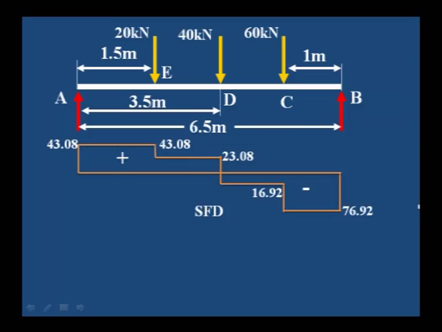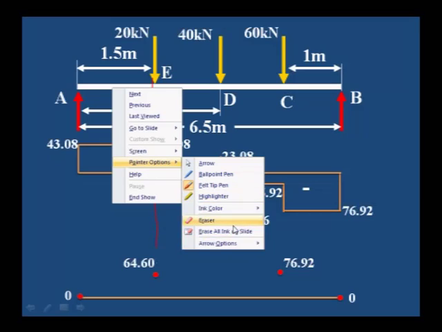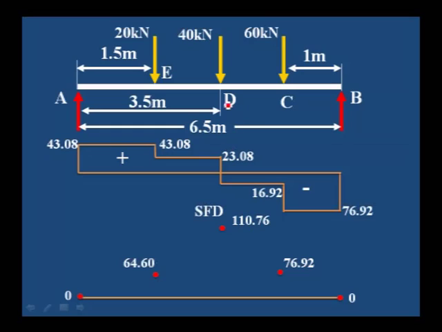This is the shear force diagram. For drawing the bending moment diagram, first draw the horizontal line, then mark the salient points below each point. Project the E point and mark 64.6, project the D point, mark 110.76, project the C point, mark 76.92. This should be a proportionate scale. You have to draw the diagram proportionate to the values.